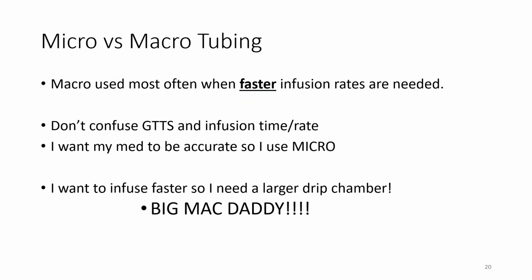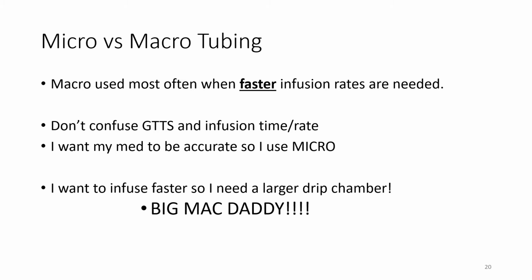So one last slide here just to reiterate the micro versus macro. Okay, so macro is often used when you want to deliver those medications faster, when you have a fast infusion rate needed. If you're trying to get someone's blood pressure up and you're infusing a bolus and you want it in there ASAP, you're going to pick a macro drip.